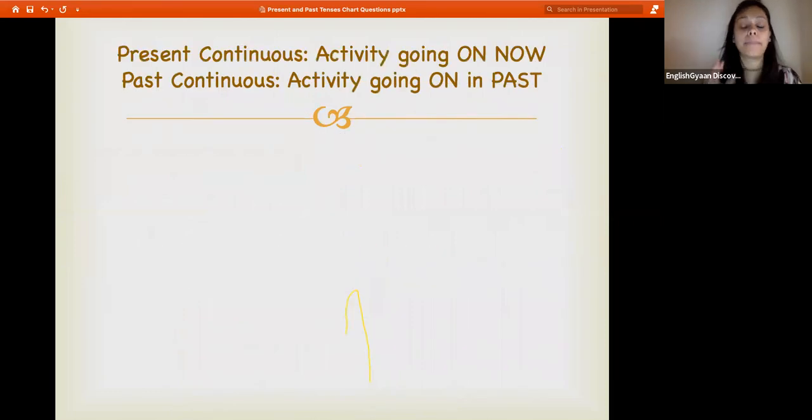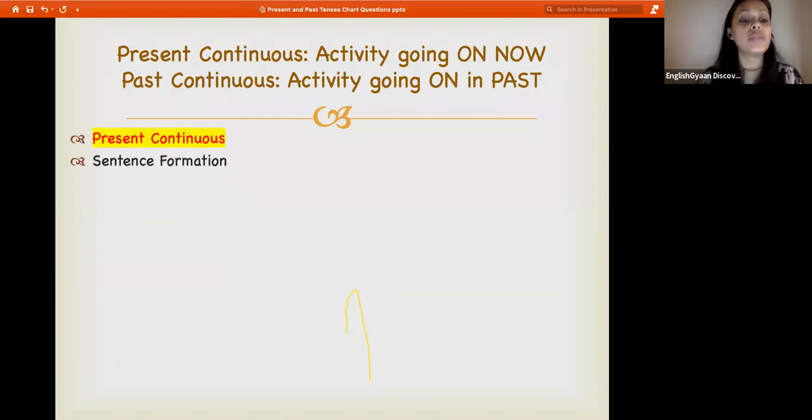Now we will compare two tenses which are very simple. One is present continuous versus past continuous. Present continuous means activity that I'm doing now. Abhi jo main kar rahi hu. I am talking, you are listening, we are learning. And past continuous is jo main past mein kar rahi thi. I was talking, I was learning.